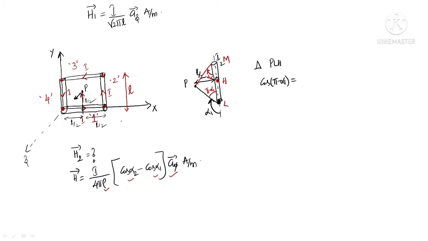What is cos pi minus alpha 1? Adjacent side by hypotenuse. What is adjacent side? Length. Exactly, if you draw a perpendicular bisector from this point of interest to the current carrying conductor, this will be half the distance. This is the remaining half the distance. The total length of each and every side is L, we have assumed. So this is L by 2 and this is L by 2. Now what is adjacent side? L by 2. And what is hypotenuse? Hypotenuse is again root of this side square plus this side square. It is L by 2 whole square plus L by 2 whole square.